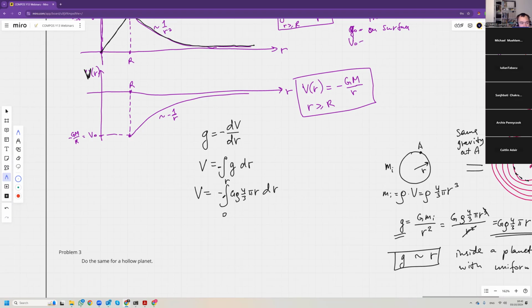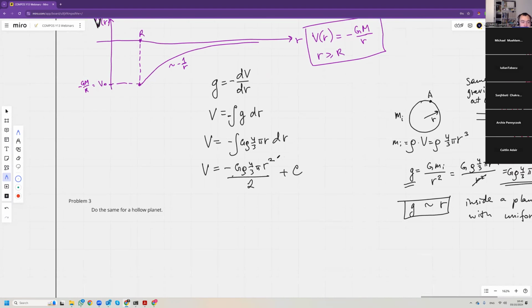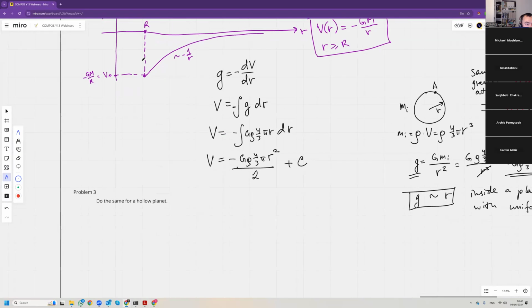No, let's not do that. Let's not introduce limits. So potential is minus... do we just integrate that? Minus g rho 4/3 pi r squared over 2 plus a constant. And to find that constant, we substitute r.